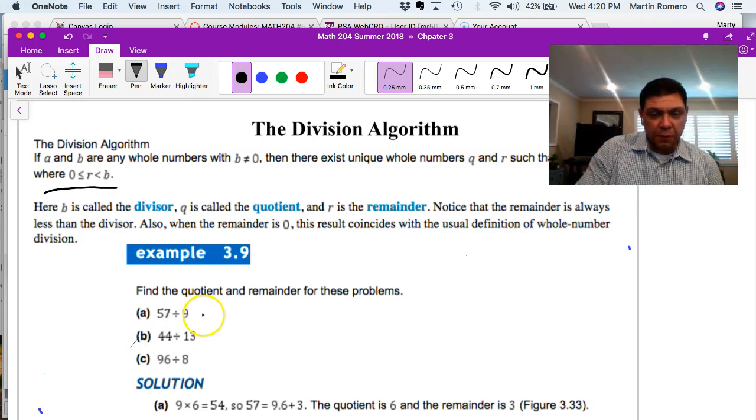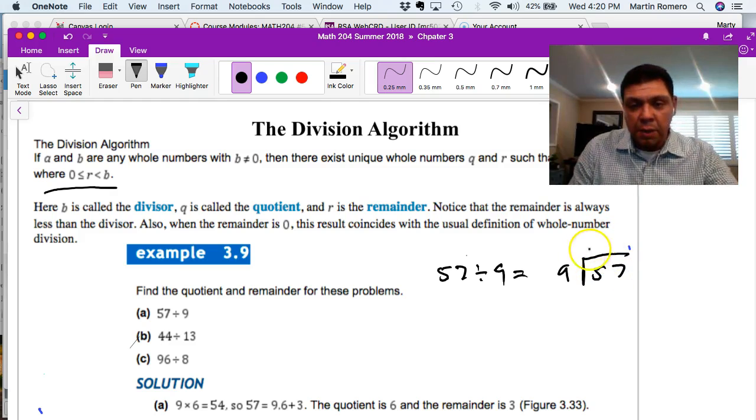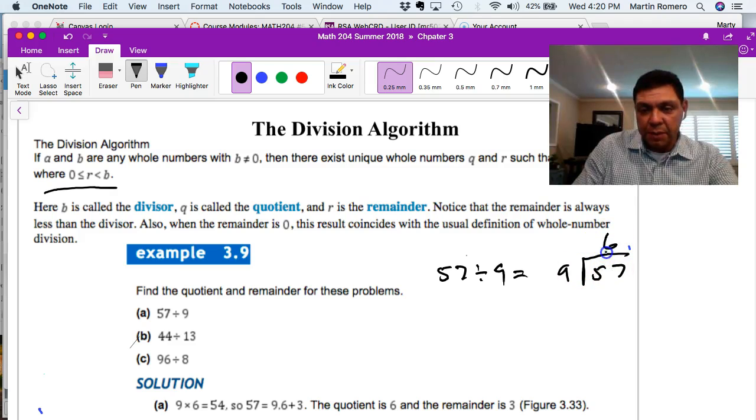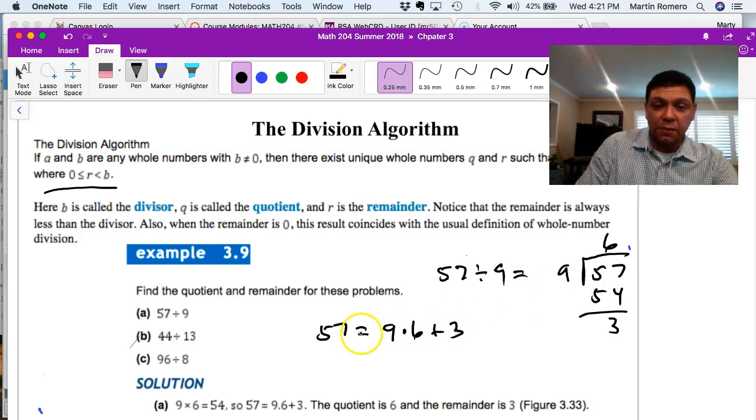Looking at the first one, 57 divided by 9, let's recall how to divide that. The old way with long division is to say 9 goes into 57 how many times? 6, 54, remainder 3. So in this case, 57 can be rewritten as the product of two numbers, 9 times 6, plus the remainder 3. So that's 54 plus 3 is 57.